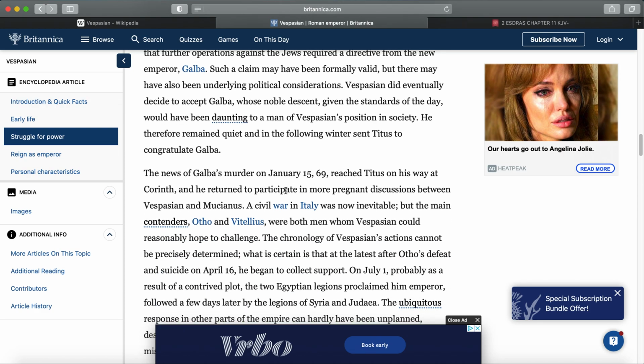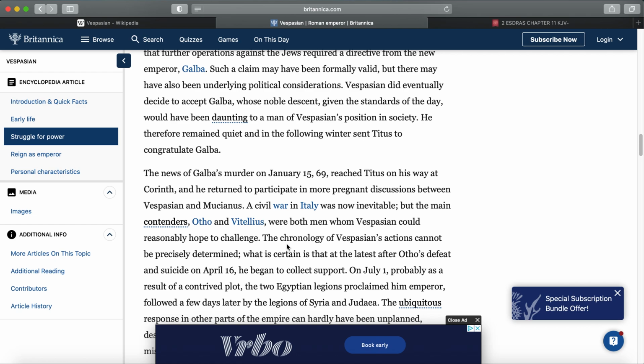It says a civil war in Italy was now inevitable because what? It was up for grabs. Now, by who? But the main contenders, Otho and Vitellius, were both men who Vespasian could reasonably hope to challenge. He had to get things taken out of the way, aka Galba, and he made Otho and Vitellius come against each other, and of course them fighting against one another would make one another weak.